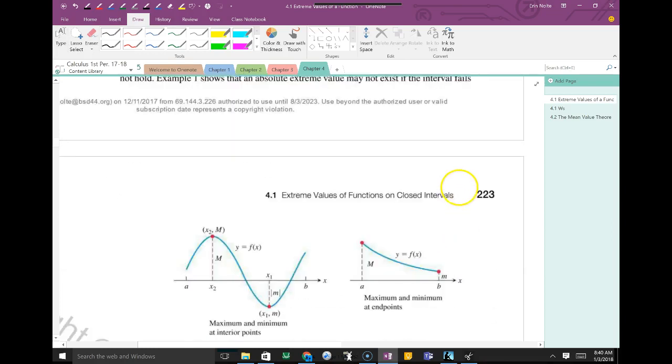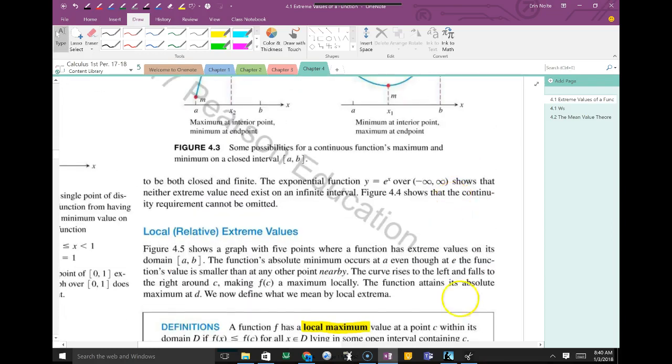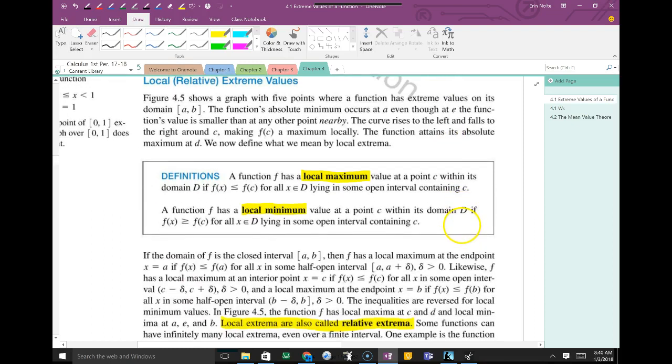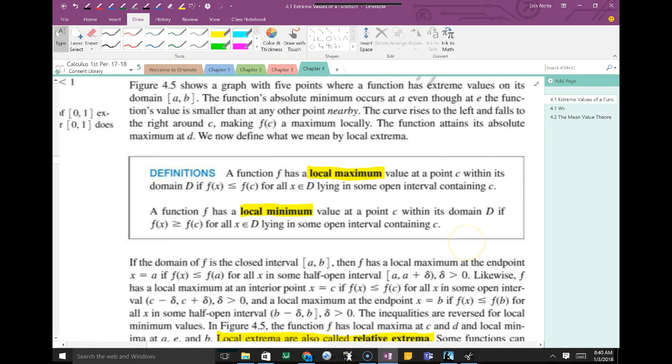You can also have local mins and maxes. Have you heard of local mins and maxes before? What's the difference between an absolute max and a local max? Local is like... maximum is like the highest. You're on the right track. I wouldn't necessarily say it could be at the end, but it's a hill, right? Somewhere in the middle, probably.